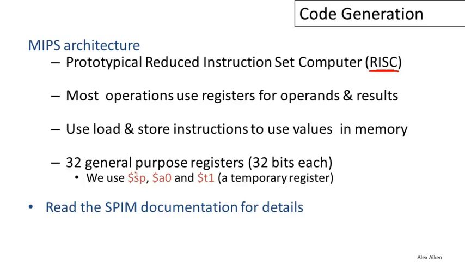There are 32 general purpose registers on the MIPS. It's a 32-bit machine. We're only going to use 3 of those registers. We already talked about SP, the stack pointer, A0, the accumulator, and we'll need one more register for temporary values. So some operations that take 2 arguments, like plus and times, we'll have to have 2 registers to hold the arguments to the operation. So we'll use the accumulator for one of those and a temporary register for the other. And there's a lot more information on the MIPS architecture in the SPIM documentation. SPIM is the simulator that we will use to execute MIPS code.